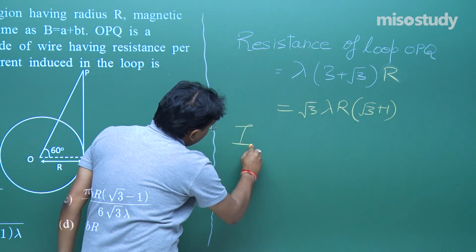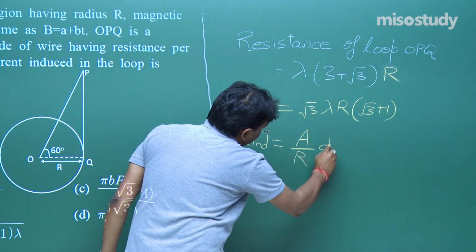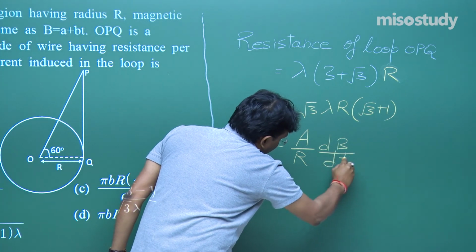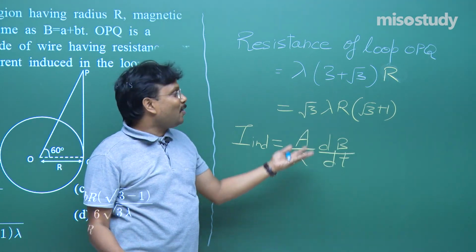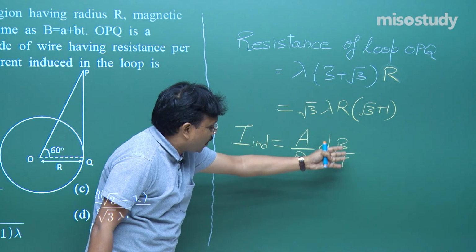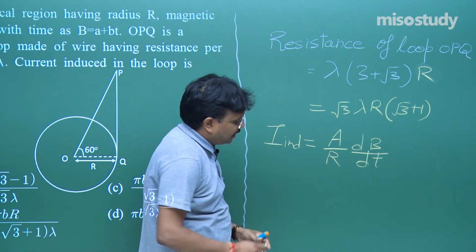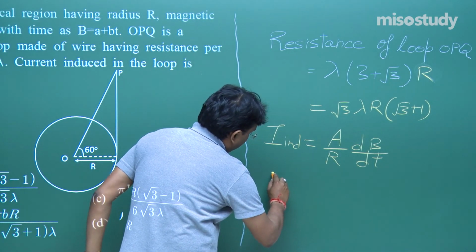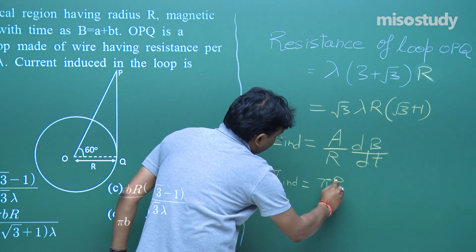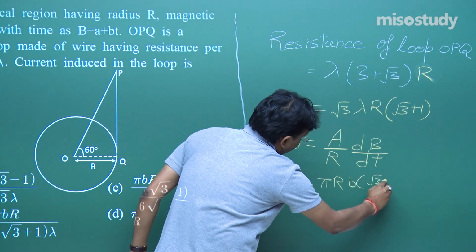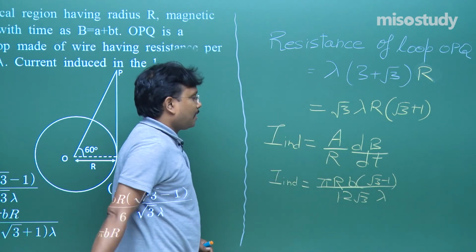Now, I induced is equal to A by R dB by dt. As such, now even my support is not required. I hope after this much easily you can put the values of B, differentiate it, and you will get the resultant as I induced is equal to pi r b root 3 minus 1 upon 12 root 3 into lambda.